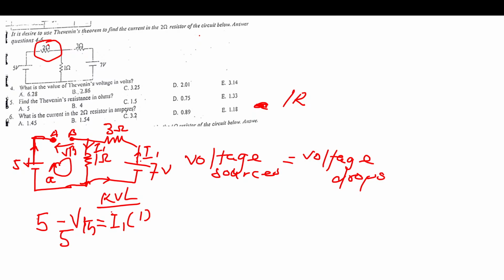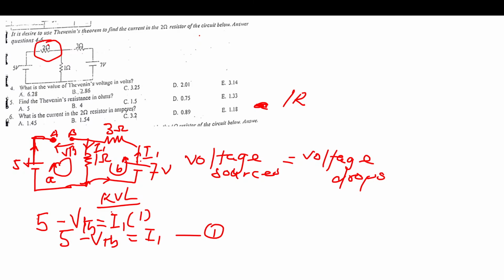5 minus VTH, which is equal to I1. This is going to be our first equation. Also, we can consider this loop. Okay, we are trying to write two equations so that at the end of the day, we are able to find our VTH. Now, considering this loop, let's call it loop P.